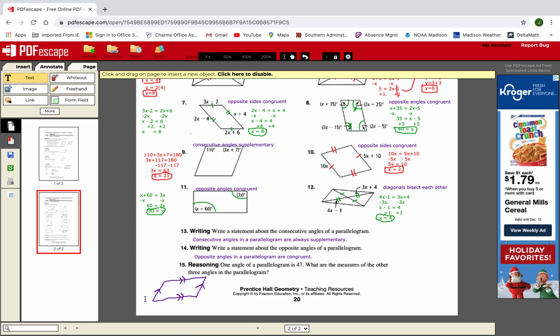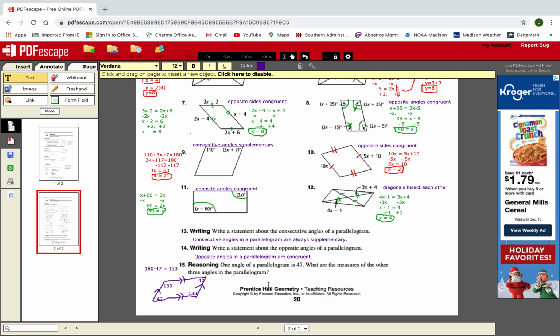This tells us that one angle is 47. So I'm going to put that in this acute angle down here, 47 degrees. If opposite angles are congruent, then this other angle is 47 degrees also. To find the obtuse angles, I'm going to use the concept that consecutive angles are supplementary. So I'm going to simply subtract 47 from 180. 180 minus 47 is 133. Check me. Yep. So that means that this angle is 133. And since opposite angles are congruent, that means this angle down here is also 133.